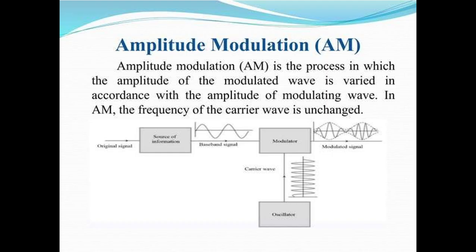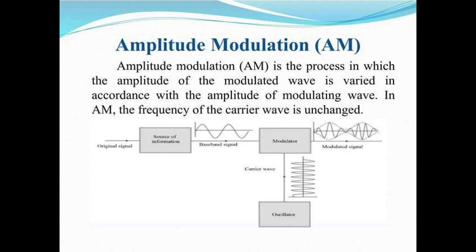Next one, amplitude modulation. In amplitude modulation, only the amplitude of the modulated wave varies in accordance with the amplitude of the modulating wave. The modulated wave amplitude varies with the amplitude of the modulating wave. This technique is called amplitude modulation. But the frequency of the carrier wave is not changed. So amplitude modulation means the carrier wave frequency is constant, and the modulated wave amplitude is changed according to the amplitude of the modulating wave.